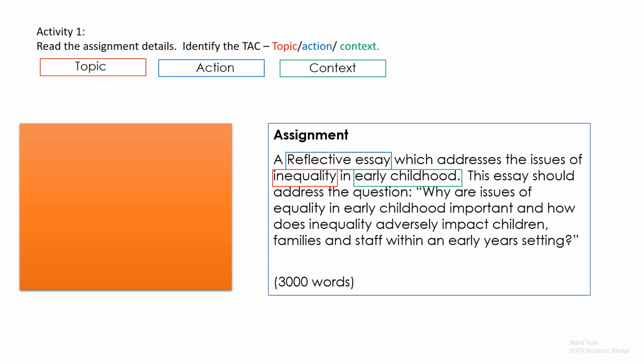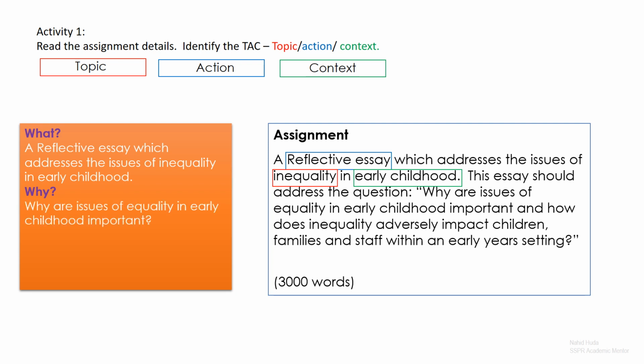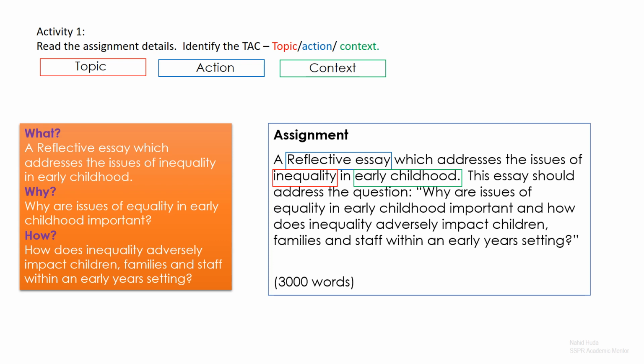We can also consider the assignment by identifying the what. In this case, it's a reflective essay which addresses the issue of inequality. The why. Why are these issues important? And the how. How do these issues adversely impact children, families, and staff? The combination of both of these approaches gives you a fuller understanding of what is required for the essay.